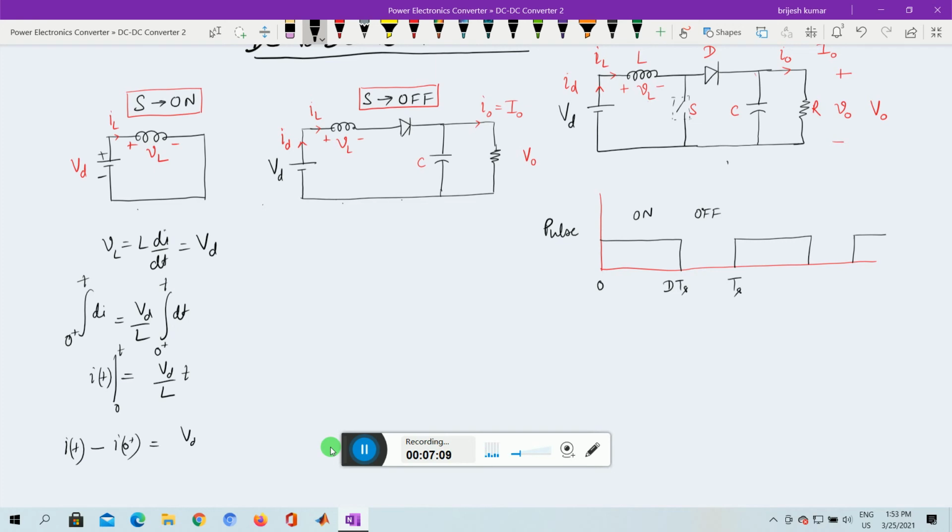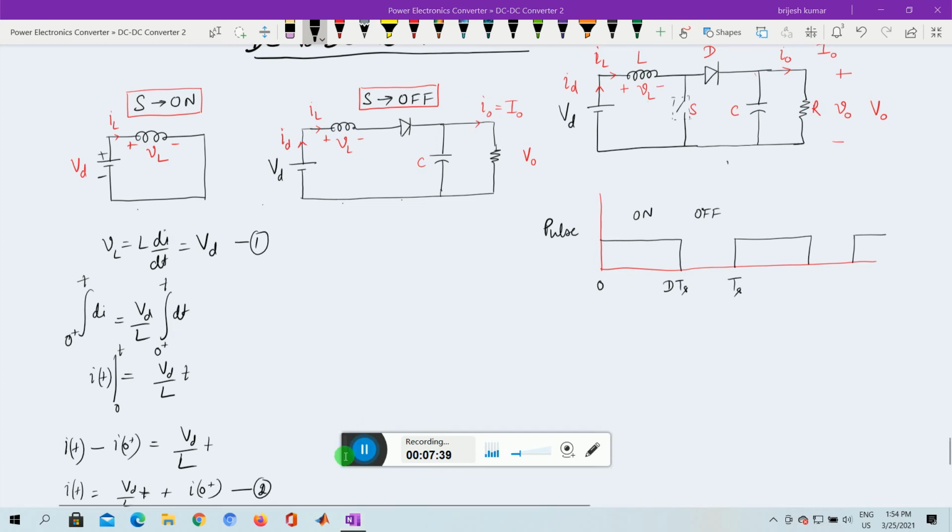is equal to Vd by L into t, which can be written as i of t is equal to Vd by L into t plus i of 0 plus. So whatever the initial value of the current is, that will be the value. So I let it be i of 0 plus. So we get a current equation during the on time like this. Let us say this is equation 1 and the last one is equation 2.